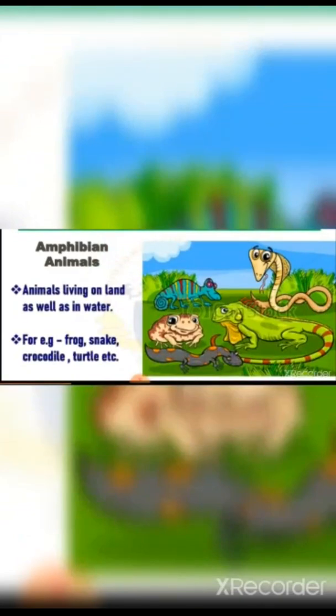And the next, amphibian animals means what? The animals which live on land as well as in water. Both places they can live. For example, frog, snake, crocodile, turtle, etc. And the next one is aerial animals. Aerial, everybody knows, the animals which can fly in the sky. Means their house is the sky. They are flying in the sky. For example, pigeon, sparrow, crow. These animals are called aerial animals.